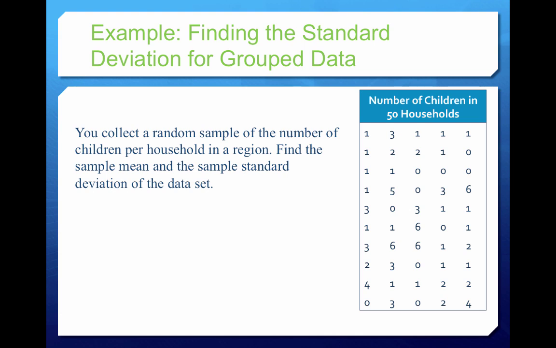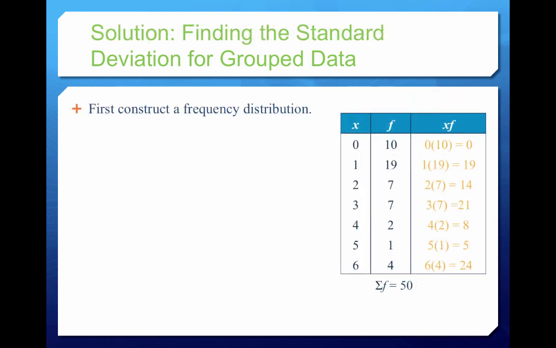The first step here is we look at the number of children in the household, and we see that it ranges from 0 to 6. So our x's are going to be 0 to 6. For each number of children in the household, we count how many houses have that many. Say, 10 houses have 0 children, 19 houses have 1 child, and 4 houses have 6 children, heaven forbid.